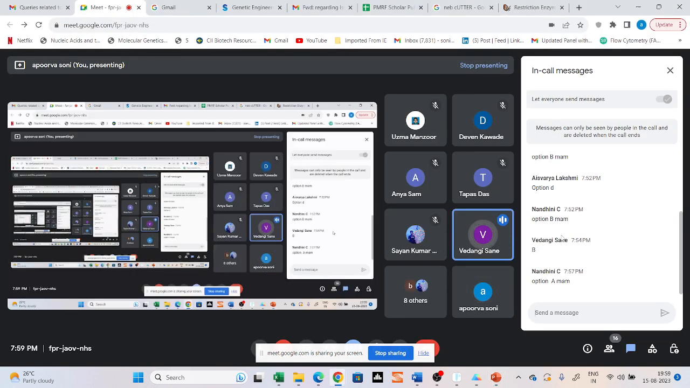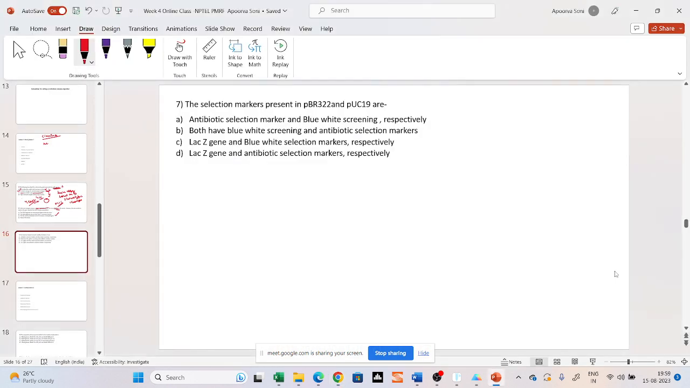Ma'am, can I try? Anybody can try. Ma'am, in pBR322 there is a selection marker known as antibiotic selection. But in pUC19 there was the theory of blue-white colonies in screening. So this may be the reason for option A. Yes, you are correct.